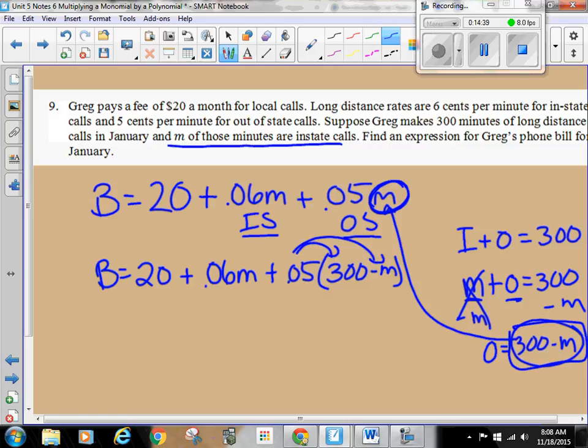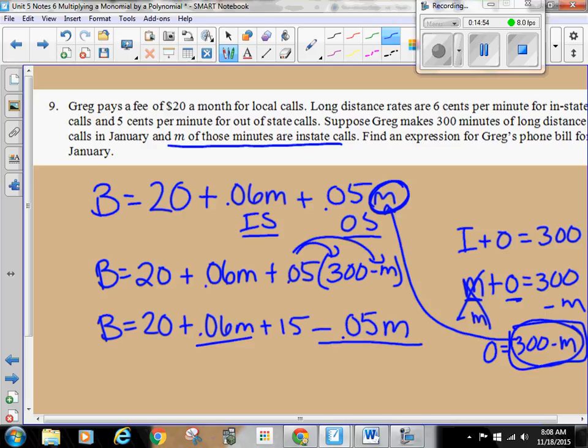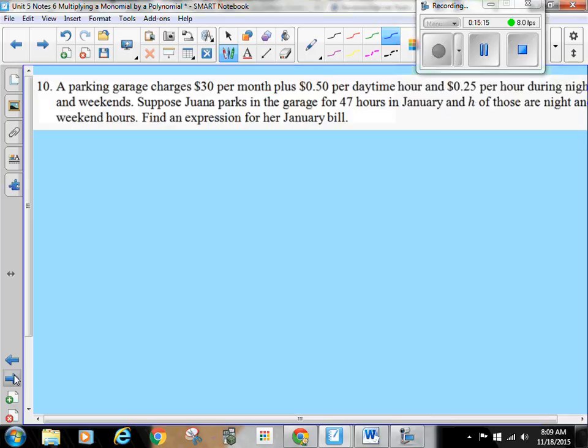All right, so we're going to distribute there. So I get B equals 20 plus 0.06M. Haven't changed anything there. We get 300 times our 0.05, which gives us 15 minus 0.05M. We have some like terms and some like terms. Let's go ahead and combine those. So we have 35 plus 0.01M. That's how much his cost for his bill will be dependent on his in-state calls. We can talk about this one tomorrow too if you guys are having some questions.